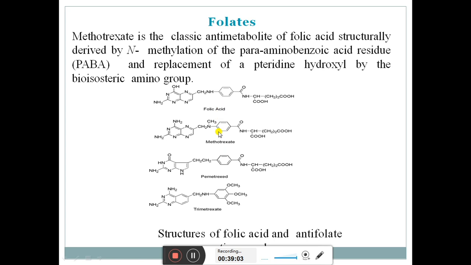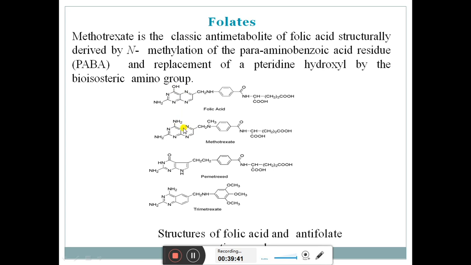So what is the difference you see here? First difference is the methylation, N-methylation takes place. So methotrexate has an N-methylation. That means the first difference is N-methylation of the para-amino benzoic acid, and the second difference is replacement of the hydroxyl group of the pyridine with a bioisosteric amino group. So both are bioisosteres of each other, OH and NH2. These are classical bioisosteres of each other. OH is replaced with NH2.